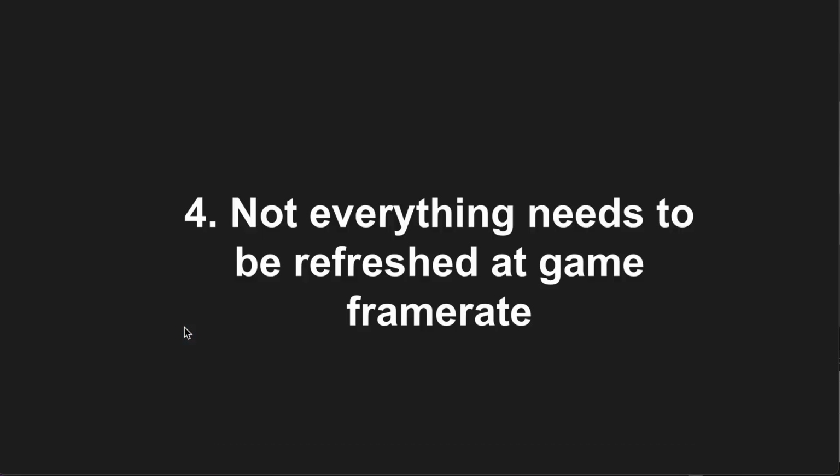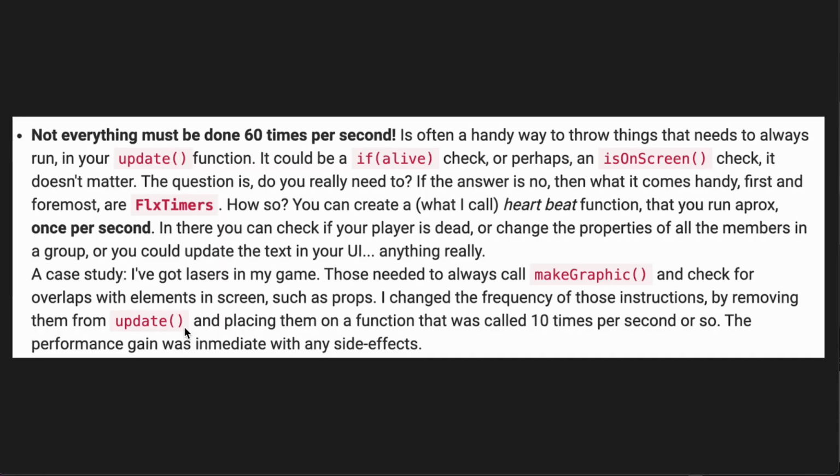The next point is that not everything needs to be refreshed at game frame rate. So if you have a game running at 60 FPS, not all the assets need to be refreshed at that refresh rate. Claudio gives an example of some assets that are off screen that he needs to come back later, but he puts them in a separate method that he updates 10 times every second instead of 60 times, which of course saves processing power and will increase your frame rate.